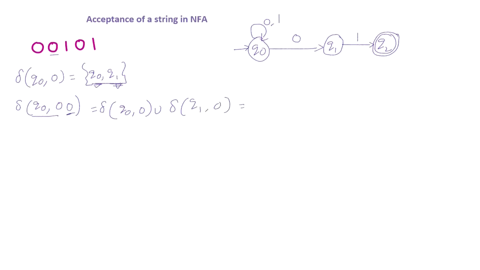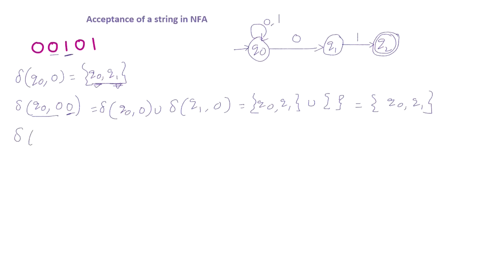Q0 on 0, it is Q0 Q1 union Q1 on 0, it is not defined in the NFA, so that it is 5. That is empty set. So finally, we are going to get the result Q0 Q1. The next symbol to be processed is 1.